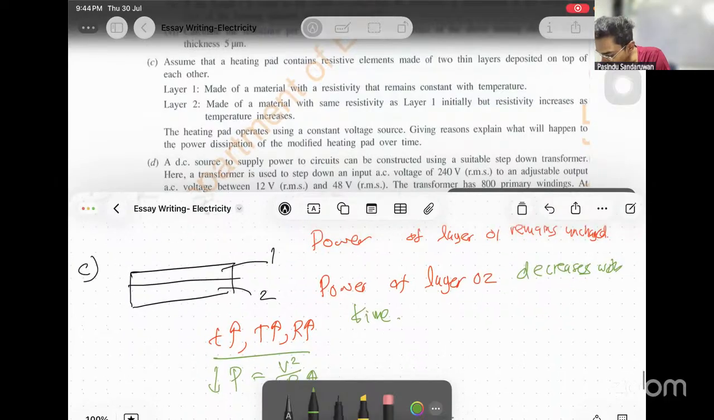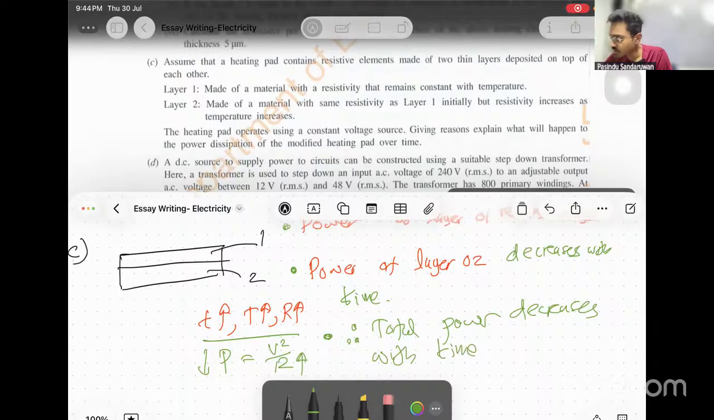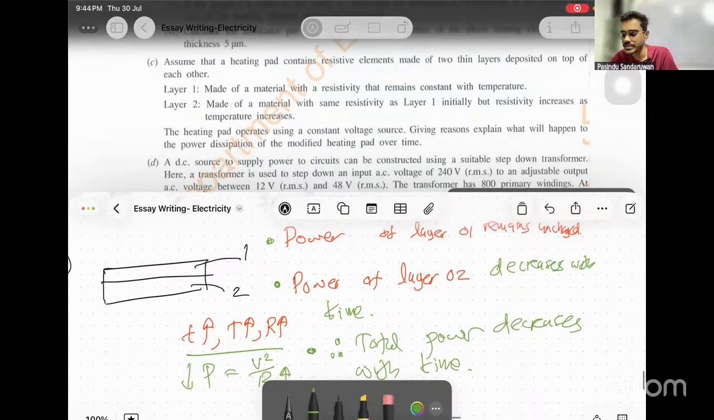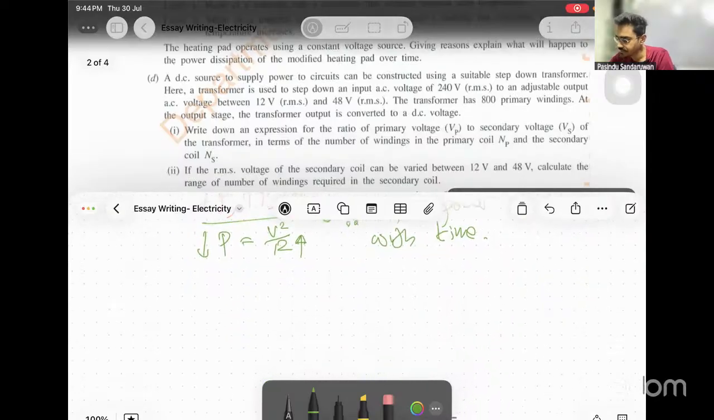We are also asked about total power. Total power is the addition of these two. One decreases, therefore total power decreases with time. You have to give a small explanation like this.